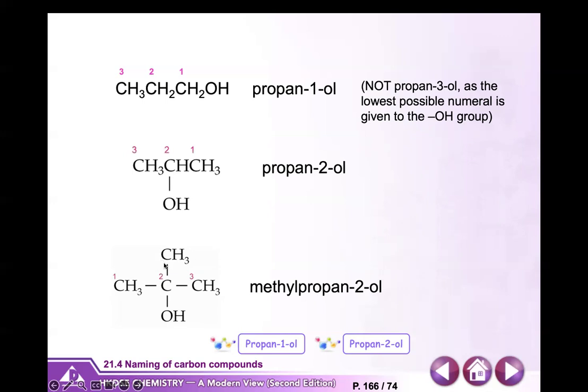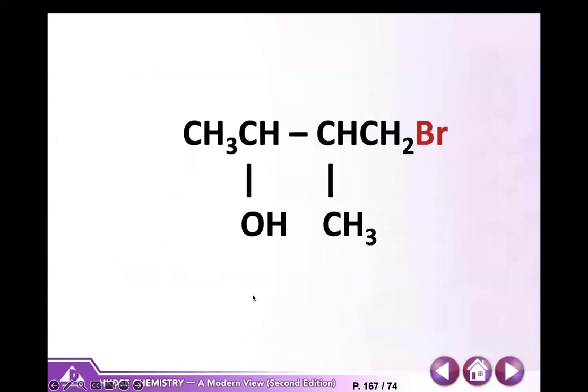If we have a methyl group attached to the second carbon as well, it will be methylpropan-2-ol. This is the substituent, and it must appear on the second carbon. If it is placed on carbon 1 or 3, it would become butane, so it is methylpropan-1-ol. The methyl group must be on the second carbon, so we don't need to write 2-methylpropan-2-ol.